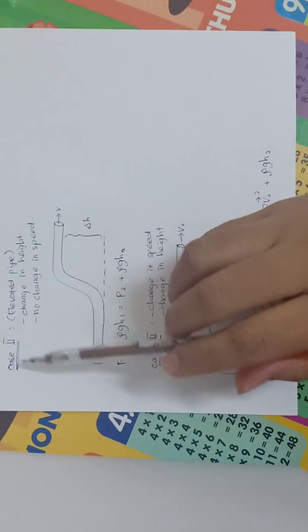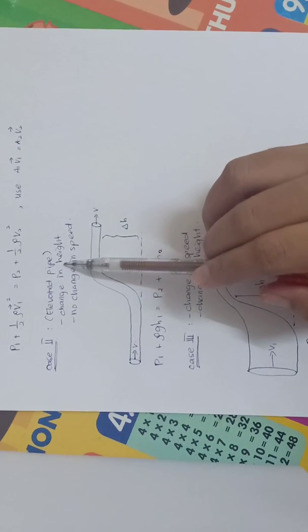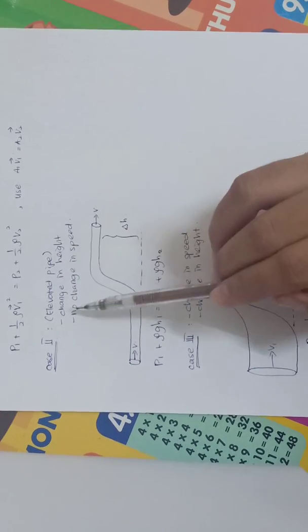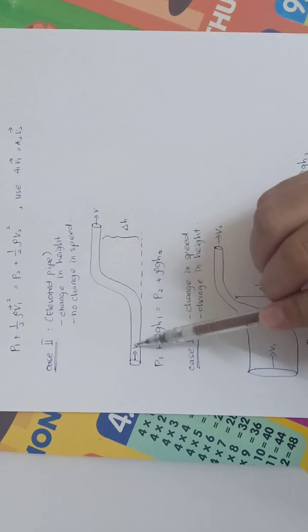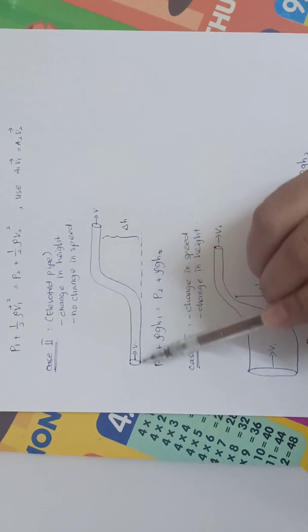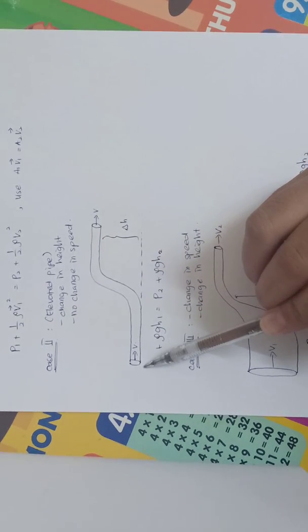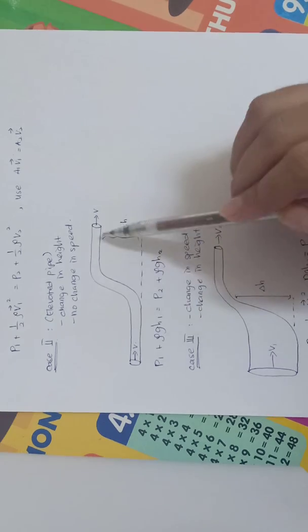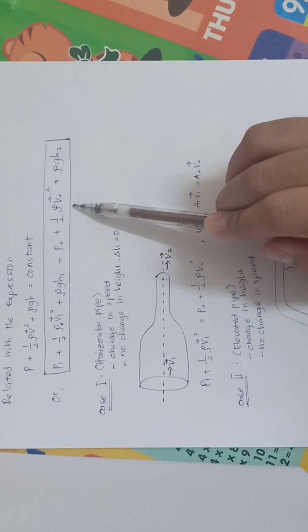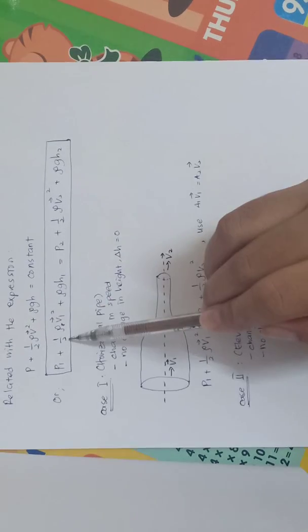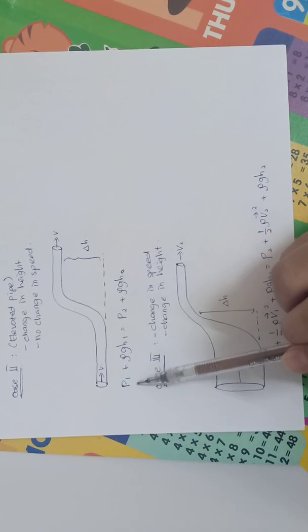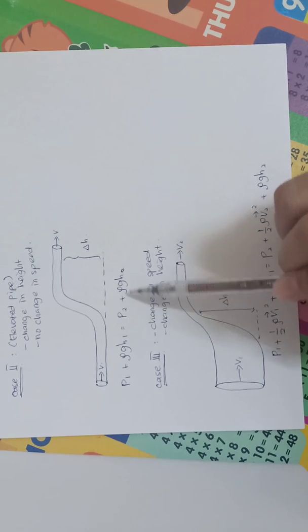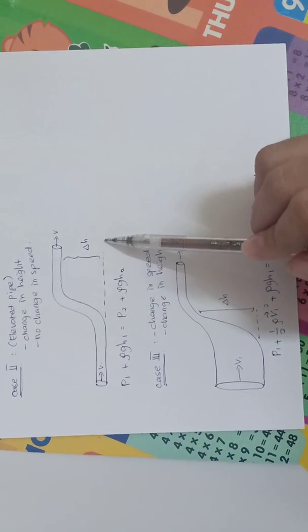For the second case, you have an elevated pipe. For the elevated pipe, you have change in height but no change in speed. It is illustrated by this figure. V is taken as the same because there is no change in the area. Then you will have a height change here. Look at the equation again. Since there is no change in speed, you can take this term as 0. So for the second case, you have only P1 plus rho gh1 equals P2 plus rho gh2.